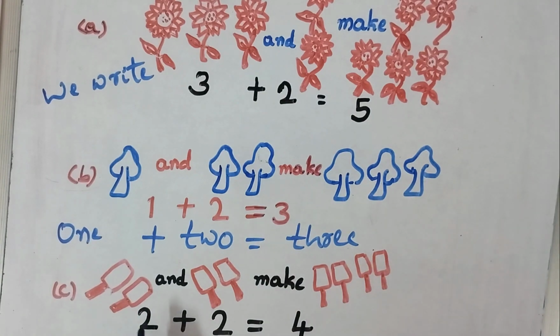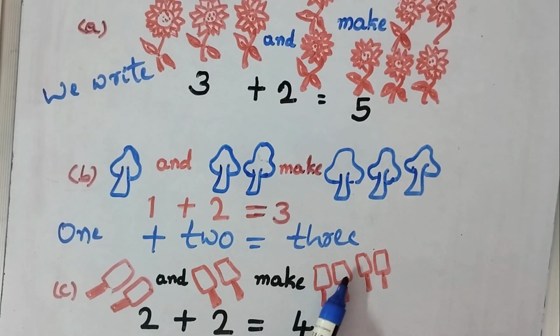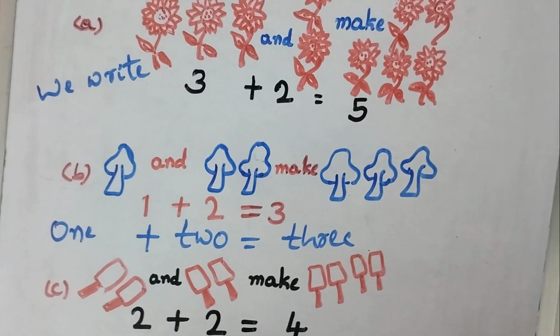Here I wrote pop sticks. How many pop sticks are there? 2. And again here I wrote 2. So it makes 4. 1, 2, 3, 4. So 2 plus 2 is equal to 4. Very good. Okay, next.